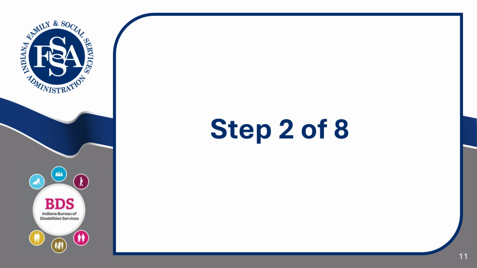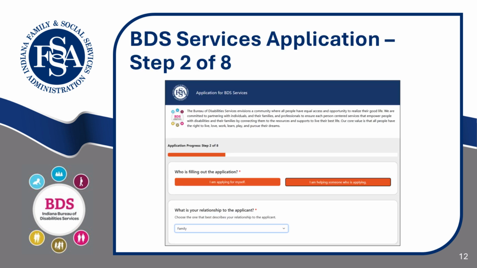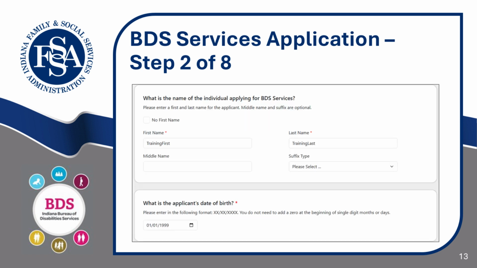Step 2 of 8. Step 2 begins by requiring a selection for who is filling out the application for the applicant. If you select I am helping someone who is applying, you will see an additional required question asking about your relationship to the applicant. Next, you'll be required to enter the applicant's name and date of birth.